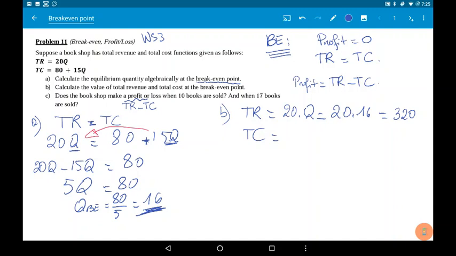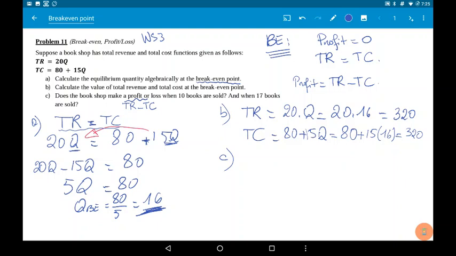As for total costs, it's 80 plus 15Q. Q equals 16. 80 plus 15 times 16 equals 320, which is very logical since TR equals TC. And we're at break-even.